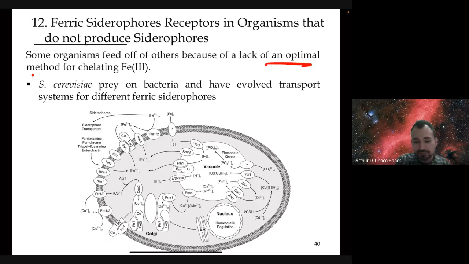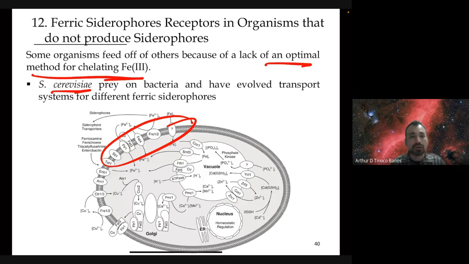So some organisms feed off of others because of a lack of an optimal method of chelating iron. Here is an example of a yeast that preys on bacteria and has evolved transport systems for different ferric siderophores. So that's something that can exist, where one organism exists amongst other types of organisms, and can recognize their molecular machinery and adapt, to evolve, to exploit the machinery of another organism. That has been observed, and it allows for movement of iron so that they can exploit the metal themselves without having to do all the steps that we've talked about.